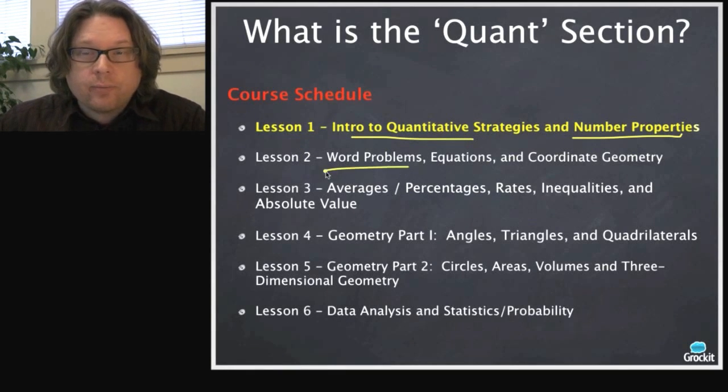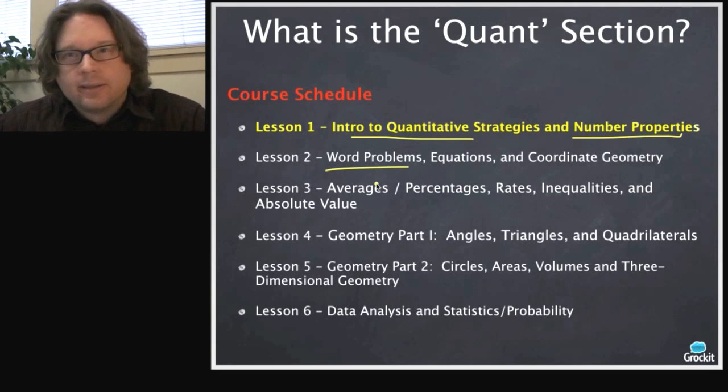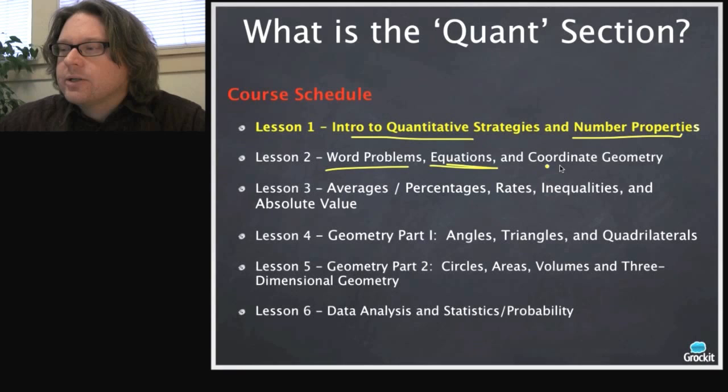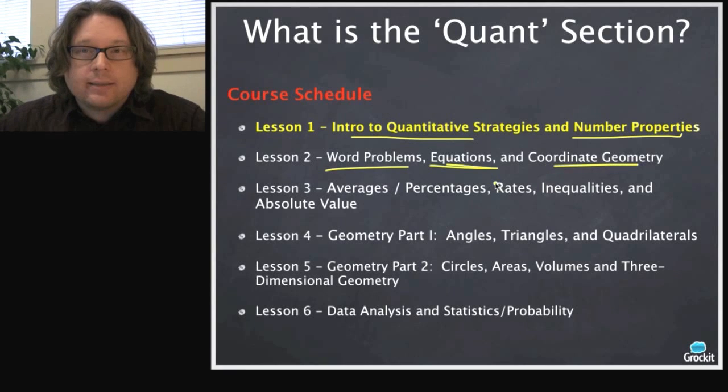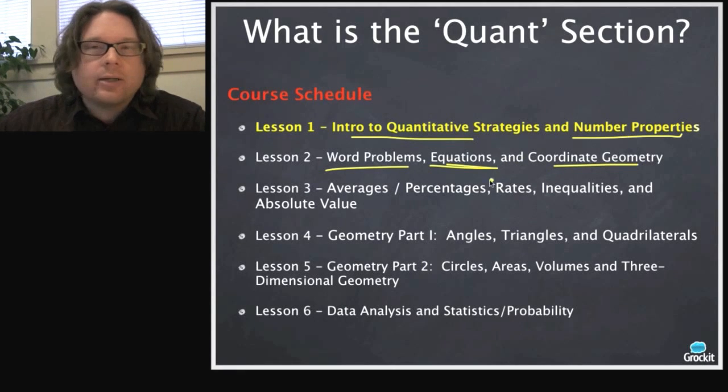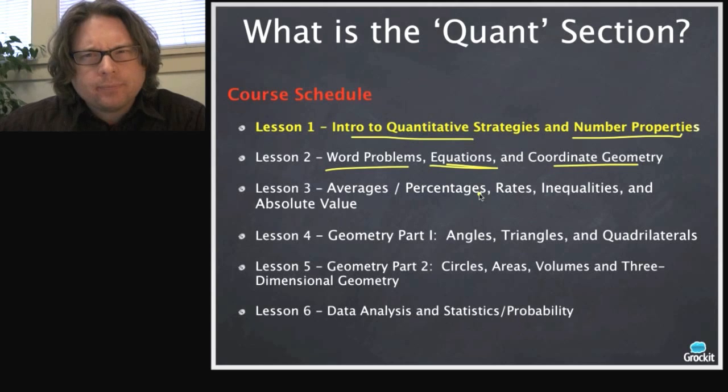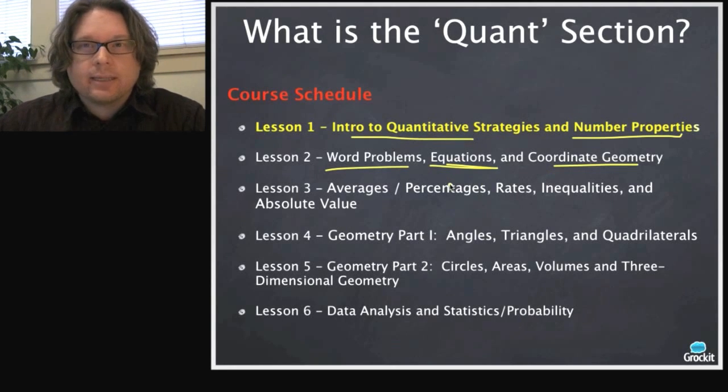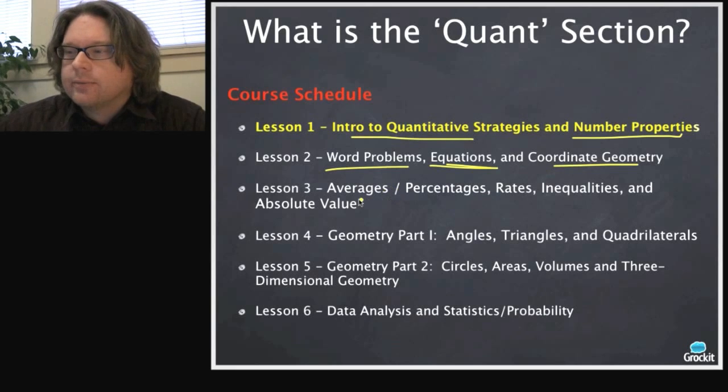Then we start getting into word problems, which can be anything from geometry to algebra to statistics to whatever. Equations and coordinate geometry, the types of things that you are likely to see the most often. We gradually move into things that you'll see in smaller percentages on the test, but you really are still expected to know. So we'll cover averages and percentages, rates, inequalities, absolute value.